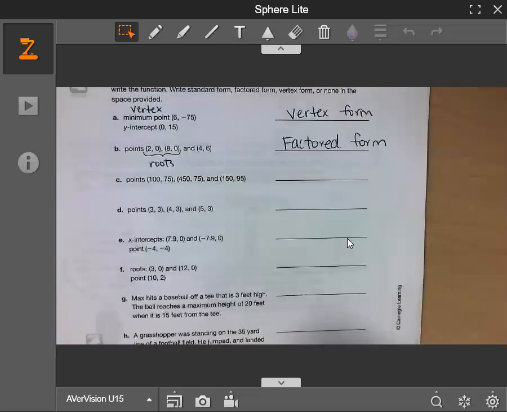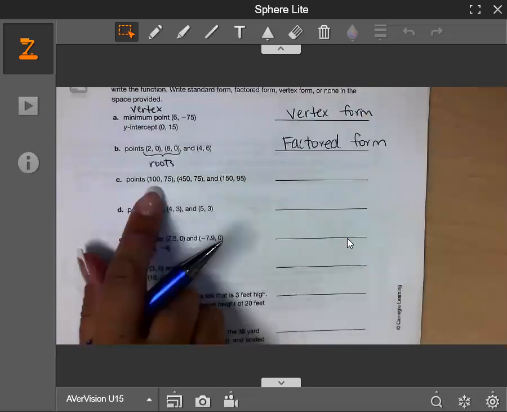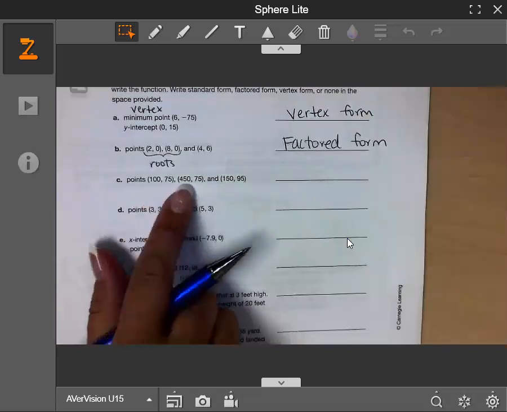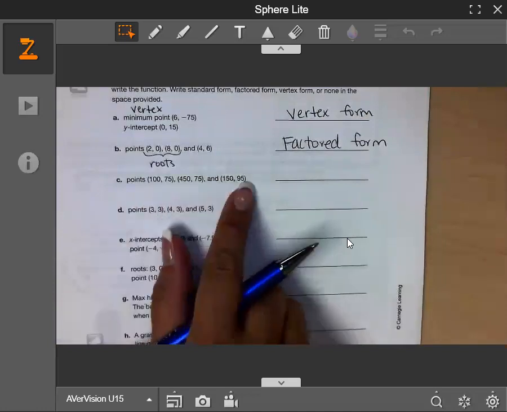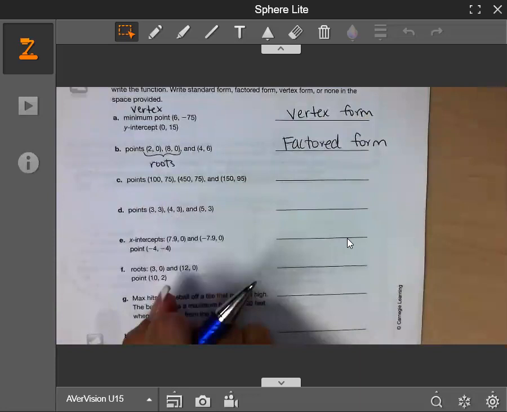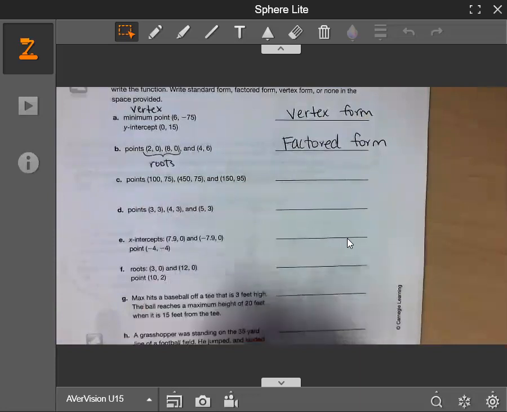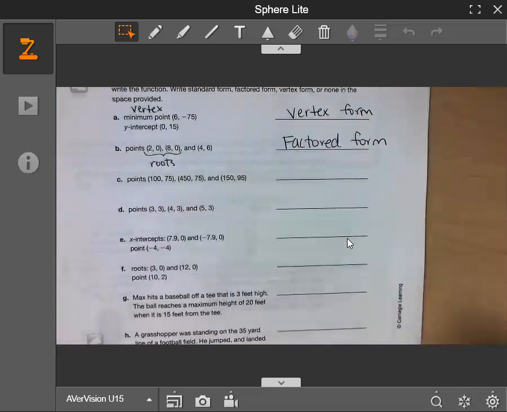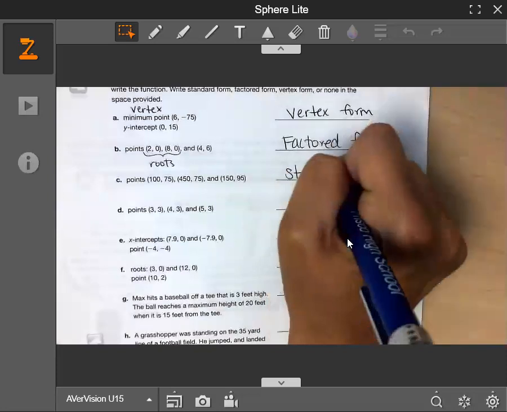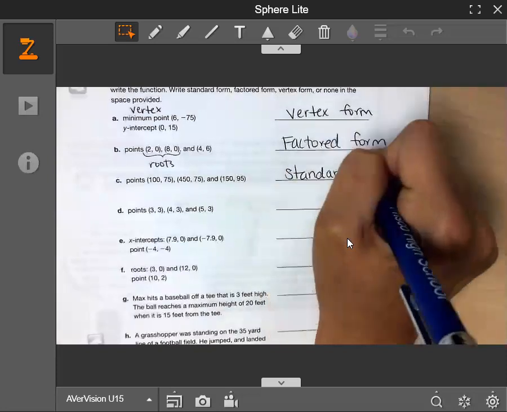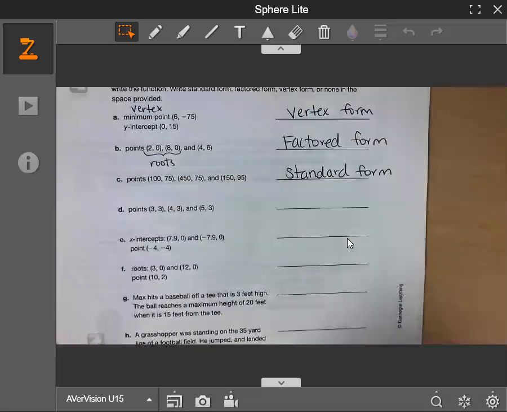On our next one here, we have (175, 455), (75, 150) and (95). These are not roots, they're not a vertex, they're not any of those, so we can't use the vertex or the factored form. So in this case, we would want to do a standard form, and you can write a system of equations in order to get that. And again, we'll get back to that in a little bit.